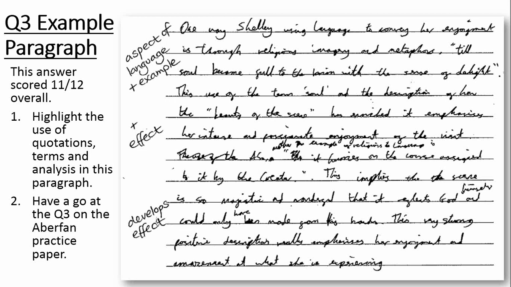"The term soul and description of how the beauty of the scene has something that emphasises her intense and passionate enjoyment of the visit. As another example of the religious language, it carries on the course assigned to it by the Creator." So another quotation there. "This implies that the scene is so majestic and wonderful that it reflects God himself and could only have been made from his hands. This very strong positive description really emphasises her enjoyment and amazement at what she is experiencing."